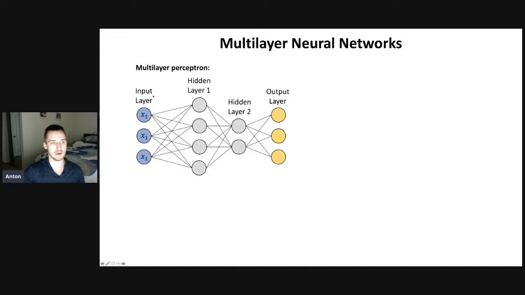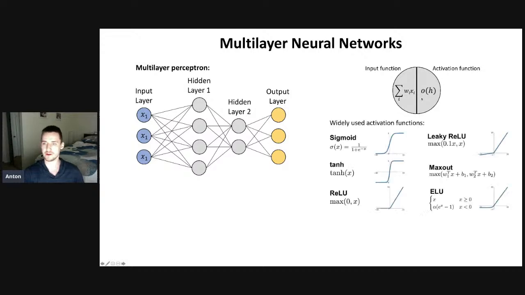Within the classical framework, we had only an input layer and an output layer. By adding those hidden layers, we're increasing the non-linearity. And again, a small reminder of the anatomy of each neuron here: we have our input function, and we have our activation function. This is an example of a very widely used activation function, and one of the most popular and well-behaving functions in practice, the ReLU function. People use it all the time.